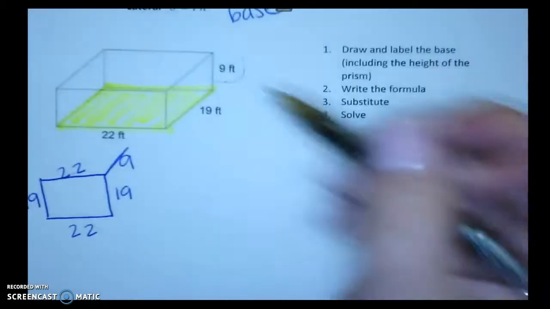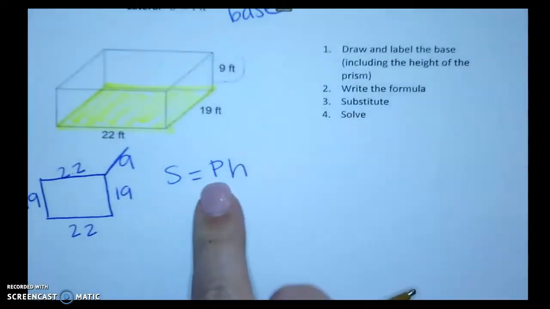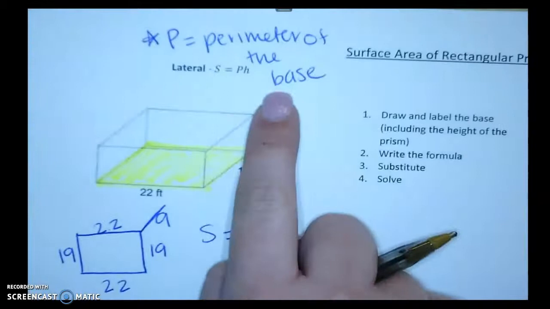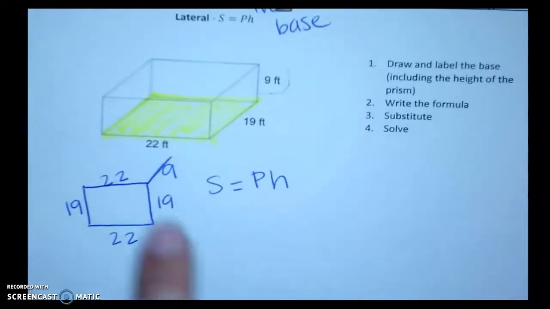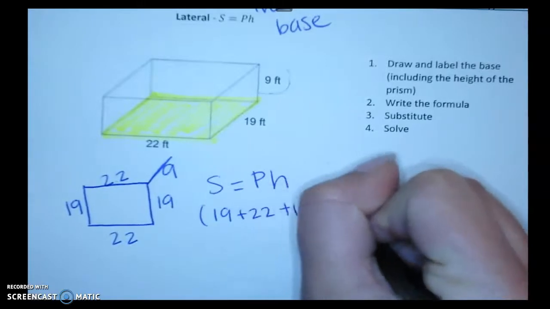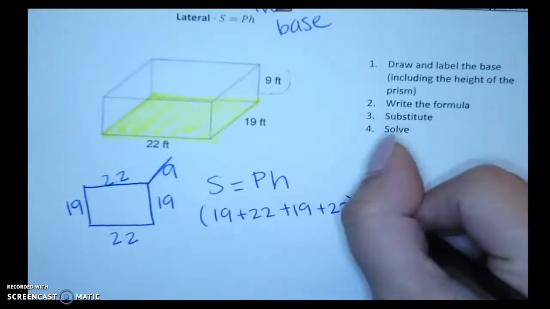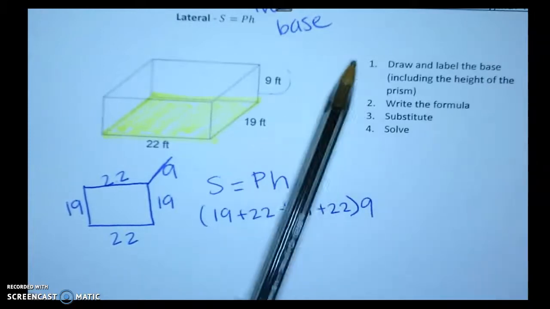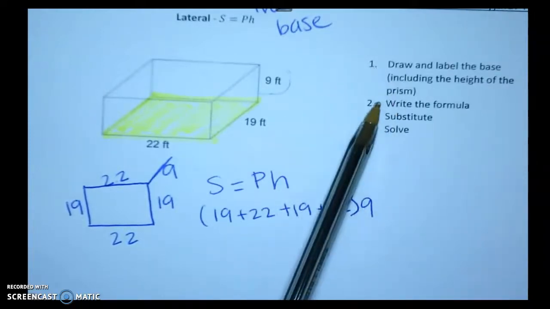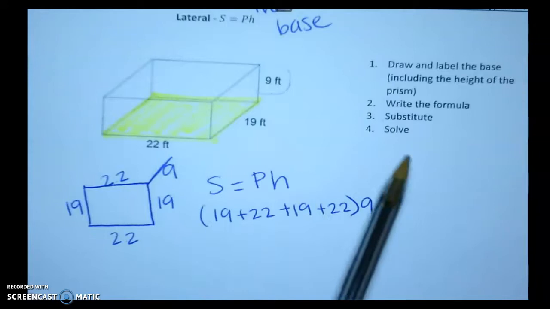All right, now we're going to write the formula. So S equals big P times H. So we know P is perimeter of the base. We wrote that down up here. To find perimeter, remember, you're just adding up all the sides of the base. So it's 19 plus 22 plus 19 plus 22. I'm not going to do the math yet. I'm going to type this whole thing in the calculator in just a minute, okay? And then the height of the prism is this 9. So once you've drawn and labeled your base, you've written the appropriate formula, and we've substituted in, that's what we just did with our numbers. Now we're going to solve.